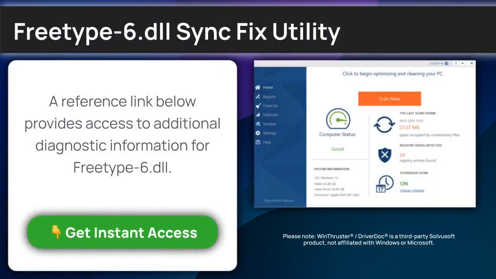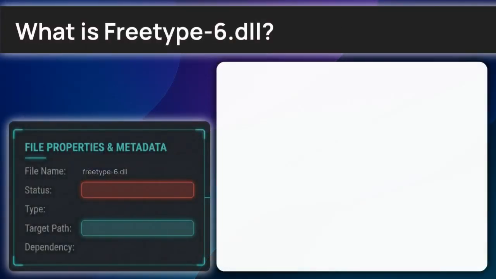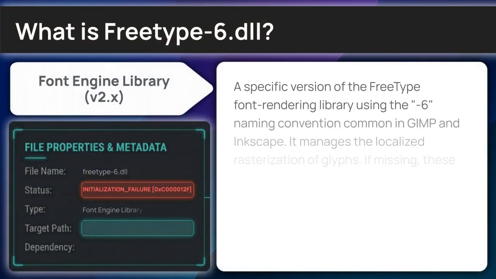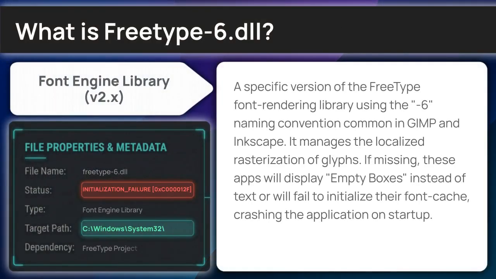This is the FreeType-6 library, a specific version of the FreeType font rendering library using the OD6 naming convention common in GIMP and Inkscape. It manages the localized rasterization of glyphs. If missing, these apps will display empty boxes instead of text or will fail to initialize their font cache, crashing the application on startup. With that context in mind, our first logical step is a clean reinstallation.